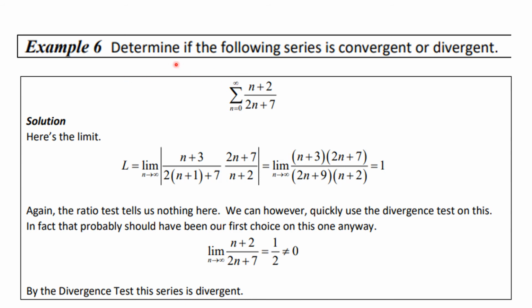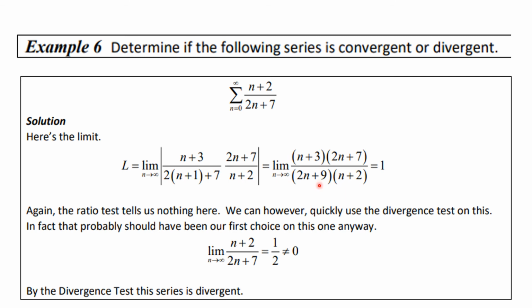Here's another example. Determine if the following series is convergent or divergent, and we're showing you what can happen with the ratio test. So here's the limit. So L is the limit as n goes to infinity. This is what happens if we put n plus 1 in. So this is n plus 3. That's n plus 1 plus 2, all over 2 times n plus 1 plus 7. And then this is a_n, but I turn it upside down. So this is 2n plus 7 over n plus 2.